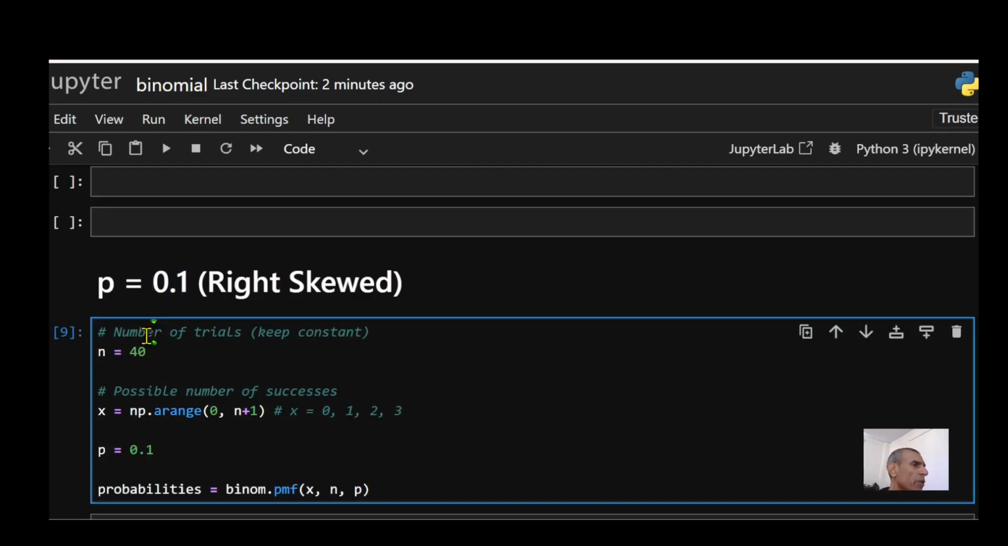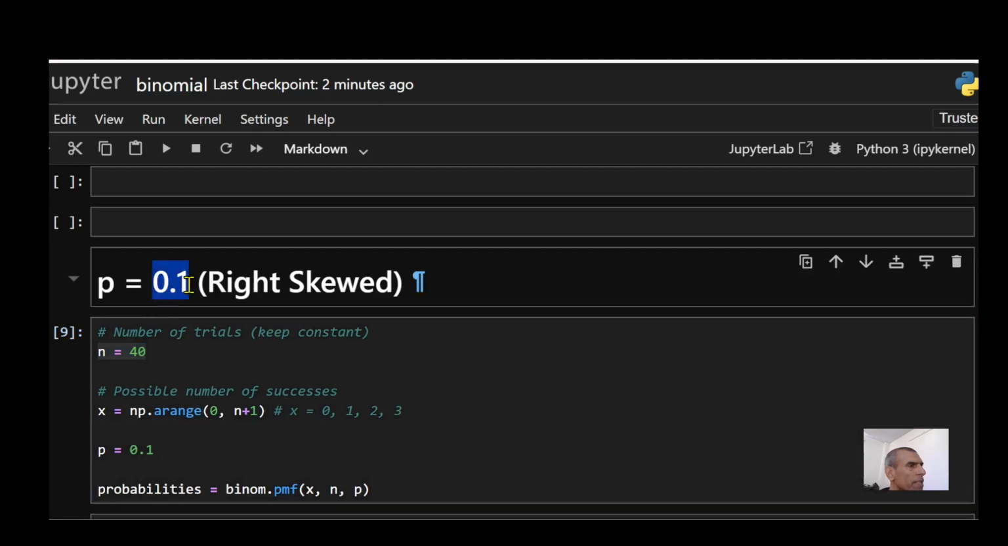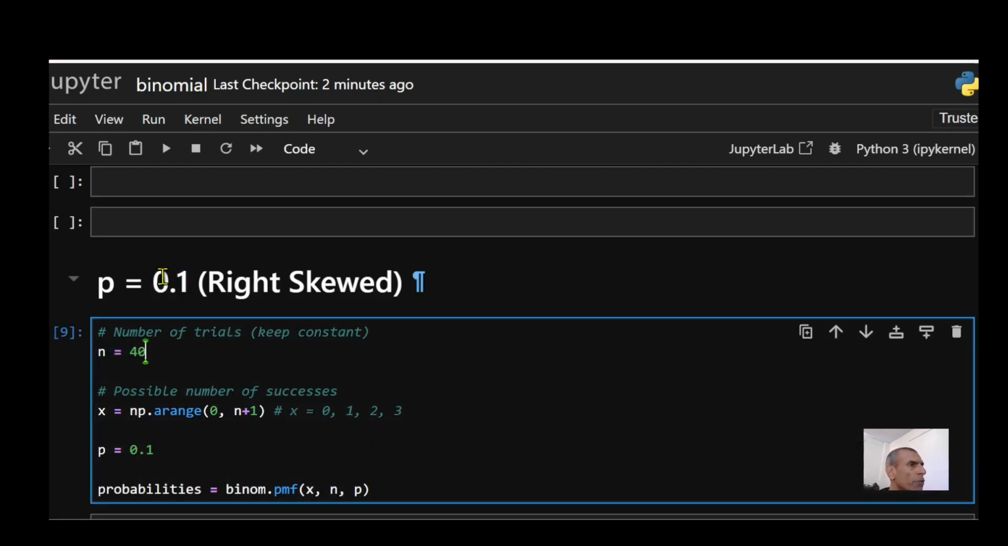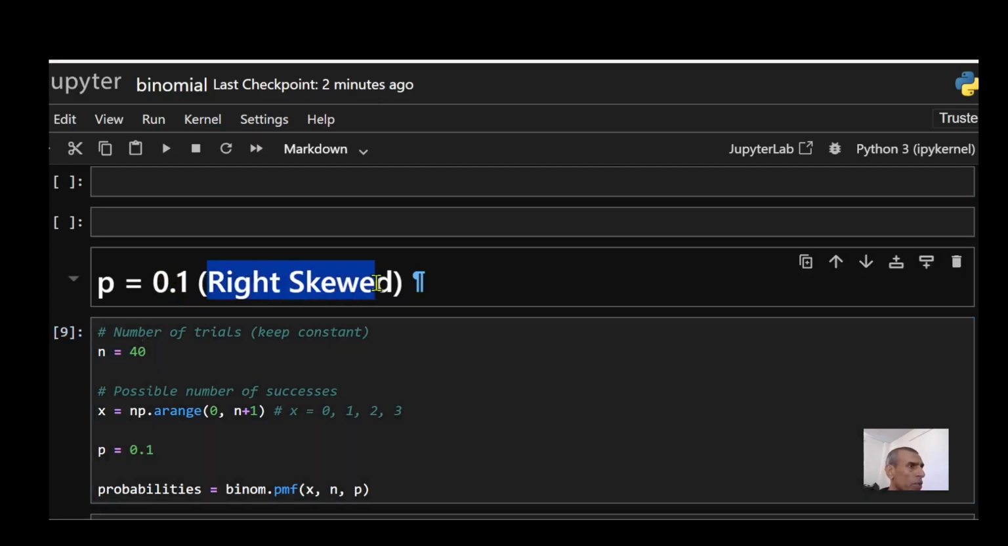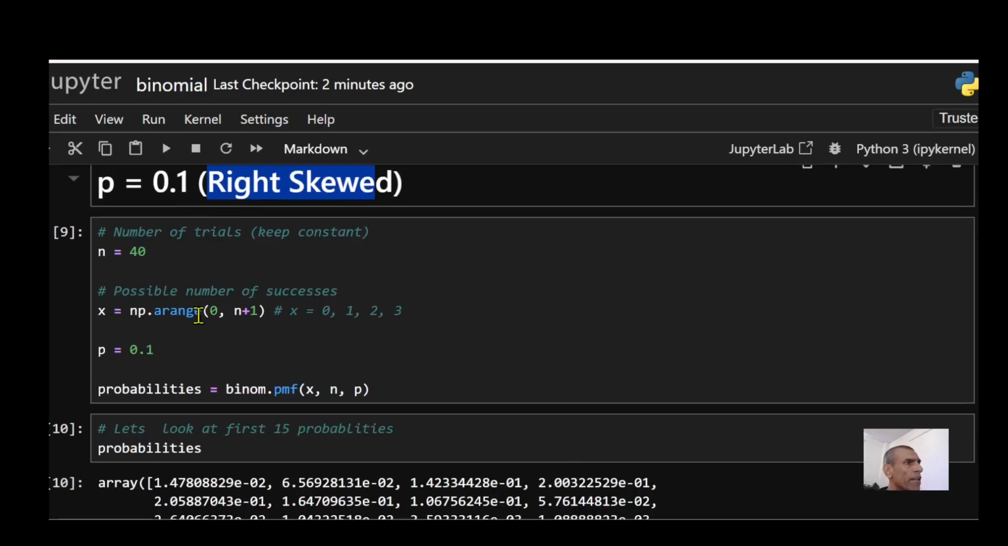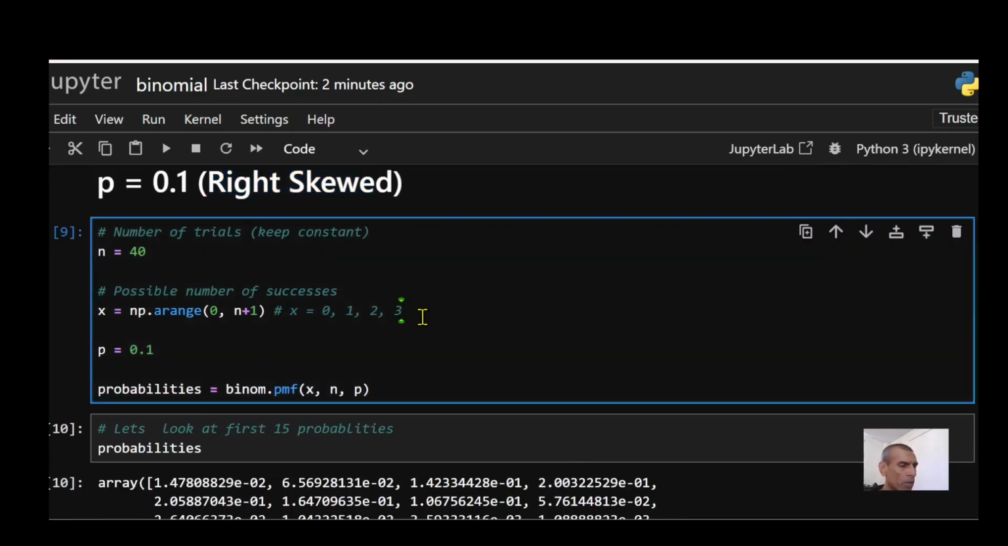Okay, let's say I define my probability as 0.1. I'm just experimenting right now. So let's say I increase my number of trials. I say my number of trials is 40, and my probability of getting a success is 0.1. If you have a small probability, your graph is going to be right skewed. So let's come over here. My x is going to be the possible number of successes: 0 successes, 1 success, 2 successes, all the way up to 40 successes. All right, so my probability in this case is 0.1.